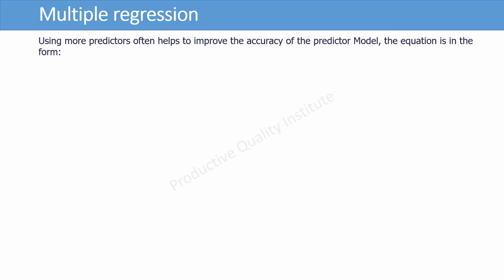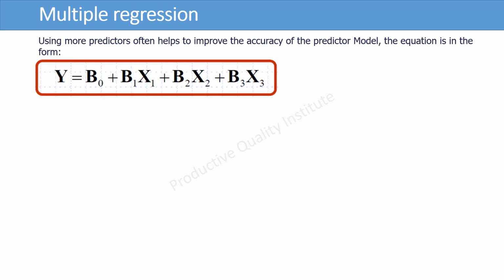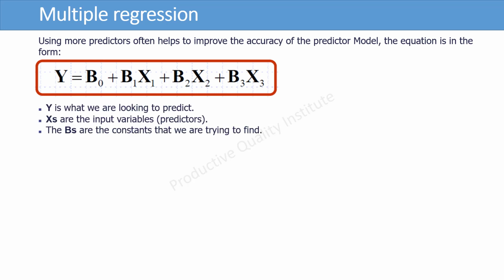Using more predictors in multiple regression often helps to improve the accuracy of the predictor model. Please find the equation in the form y equals b0 plus b1 times x1 plus b2 times x2 plus b3 times x3. Y is what we are looking to predict. The x's are the input variables, predictors. The b's are constants that we are trying to find.